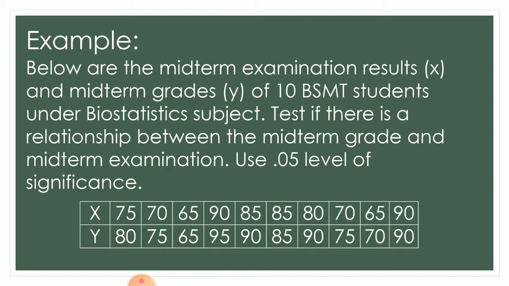below are the midterm examination results, which will be your independent variable or the x variable, and the midterm grades, that is your dependent variable or the y variable, of 10 BSMT students under the biostatistics subject. Test if there is a relationship between the midterm grade and the midterm examination. Use 0.05 level of significance. So we have here the following data. We have the x and y.